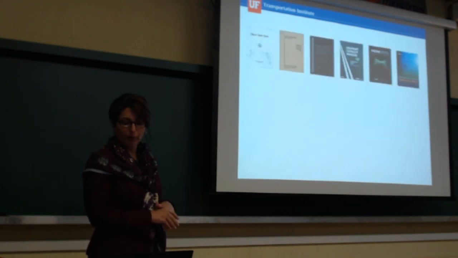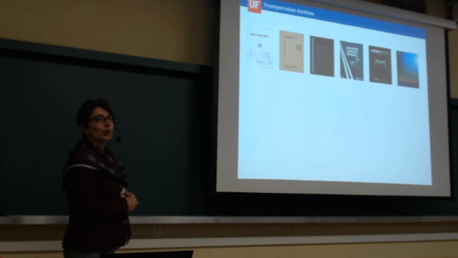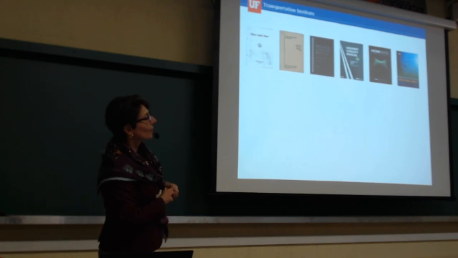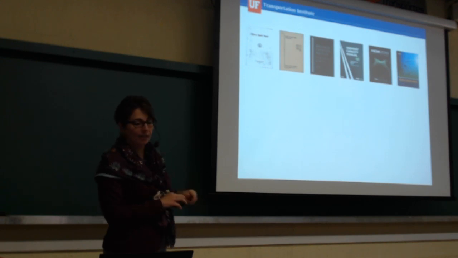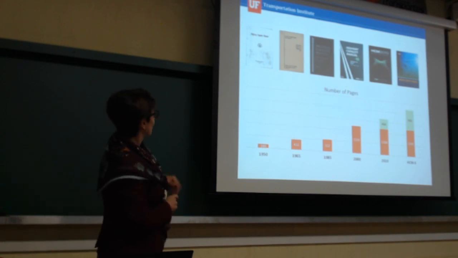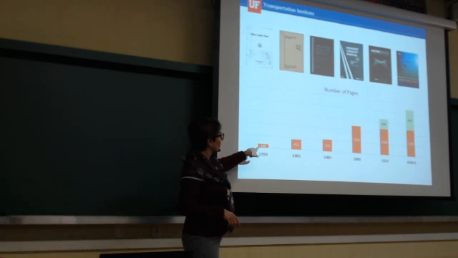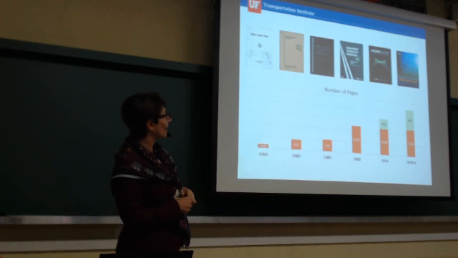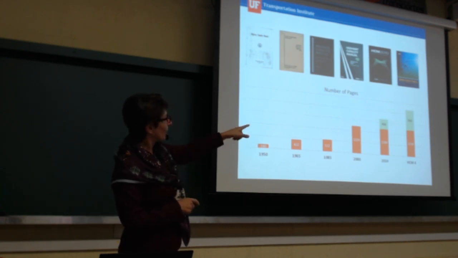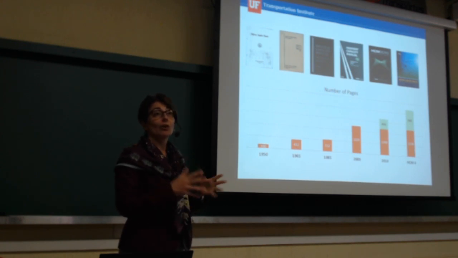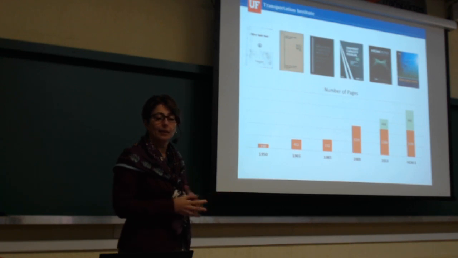Let me walk you briefly through the history of the HCM. As I said, the first one was in 1950, and the last one there on the right is the sixth edition. The first one was only 160 pages long. The sixth edition is 1,238 pages long, and that's the printed part, with 960 pages available online. So it has expanded very significantly.